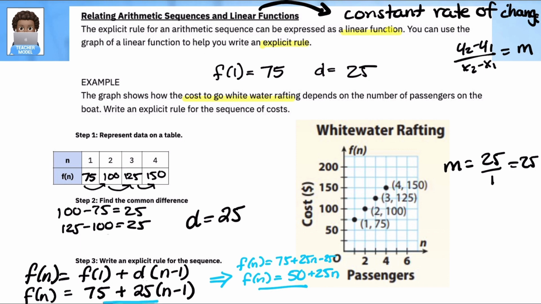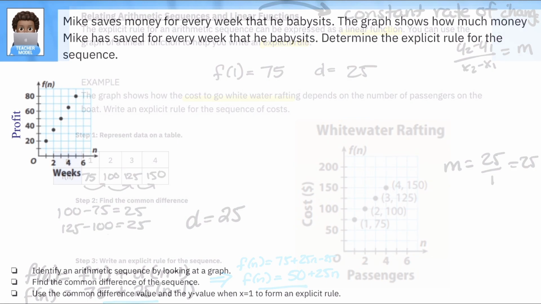So hit pause and jot this down, but I want you to also think, which one of these explicit functions would you rather work with? Would you rather use the one on the left or the one on the right? They're both going to give you the same answer, but think for yourself, which one would you rather work with? They are both equivalent. They will both work.